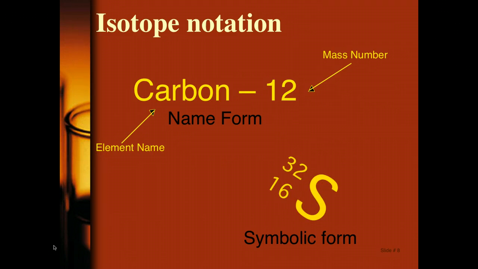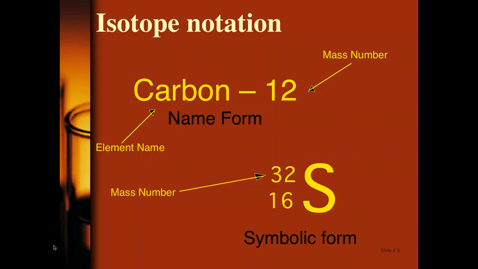Here it is in symbolic form. This time it's with sulfur. Sulfur has a mass number of 32. It has an atomic number of 16. In both of these examples, the mass, the atomic number, and the number of neutrons happen to be equal. That is not always the case. Atomic number does not ever have to equal the number of neutrons, and most often doesn't. Just in these two examples.